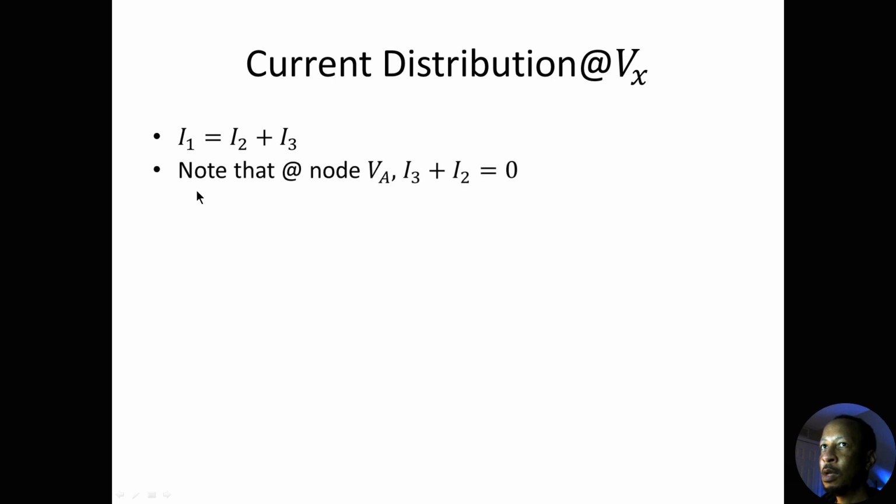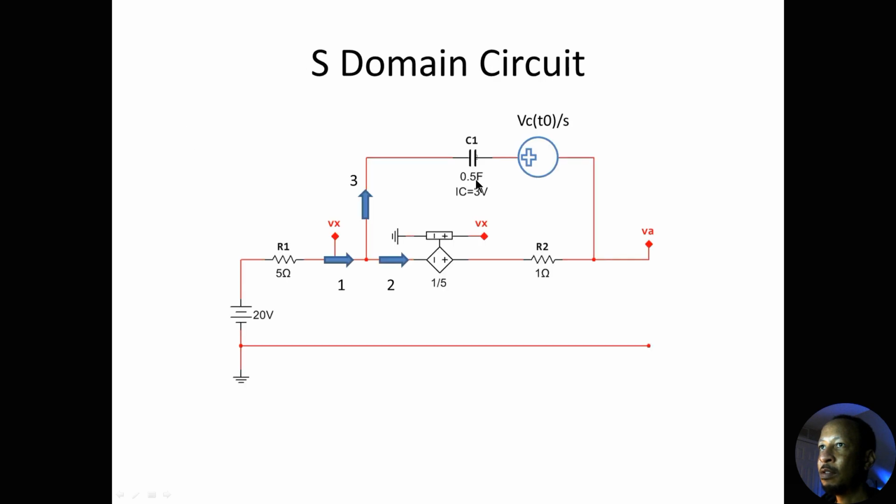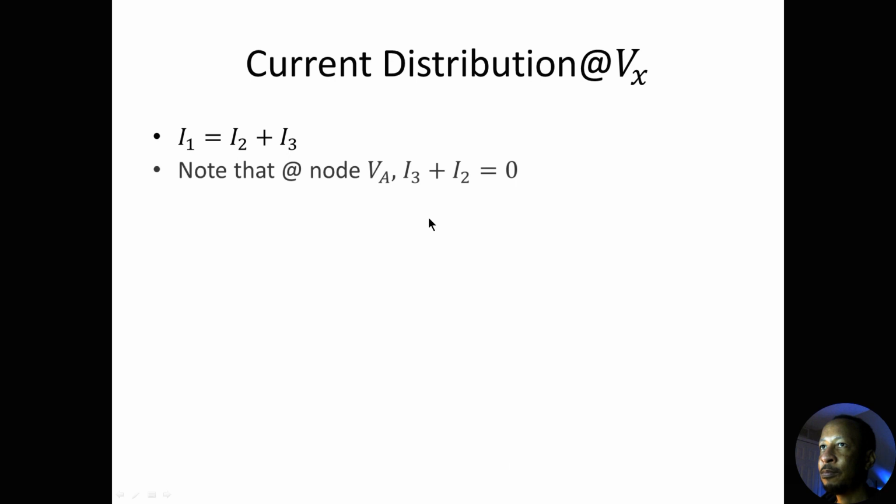Note that at node VA, I3 plus I2 equals 0. Let's go back to the schematic. I2 going this way plus I3 going this way equals whatever's coming out of here. Well, this is an open circuit, an open voltage circuit here. VA is open, so apparently that current is 0. That's where I get I3 plus I2 equals 0. And so it follows that I1, which equals I2 plus I3, also equals 0. So now we have I1 equals 0.